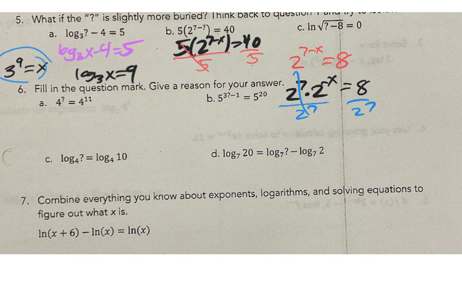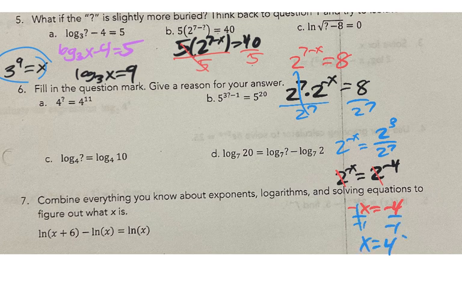Can I rewrite 8 as a power of 2? This is 2 to the 3rd over 2 to the 7th. Is 8 the same thing as 2 to the 3rd? And so now, what is 2 to the 3rd divided by 2 to the 7th? 2 to the negative 4. So because I now have the same base, I can drop the bases and say negative x equals negative 4, so x equals 4. That's an option.